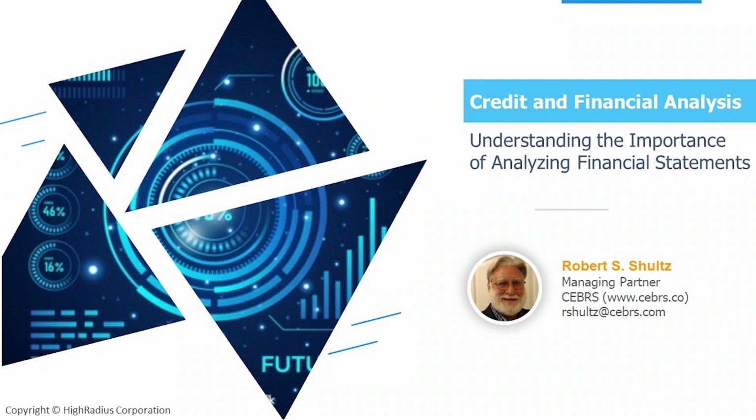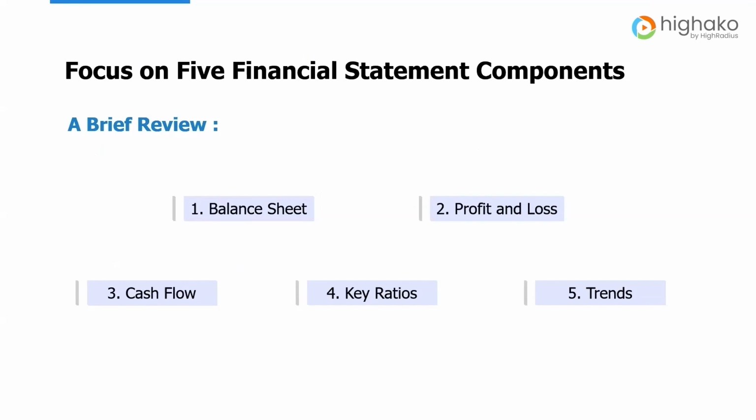This tutorial is going to cover credit and financial statement analysis, and specifically what to look for in a financial statement. We have several learning objectives. First, we're going to have a brief review of the important components of a financial review. The components of a financial statement are the balance sheet, the profit and loss statement, and the cash flow statement. Then you want to understand key ratios that will give you a really good view into the company's performance and the trends of the company's performance.